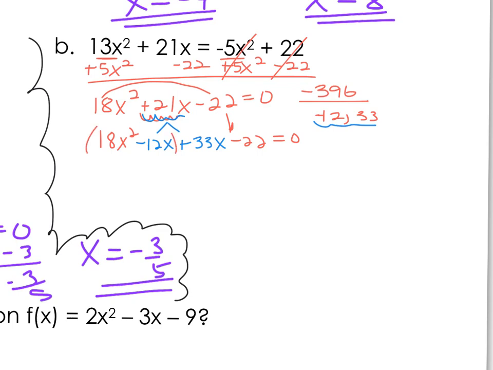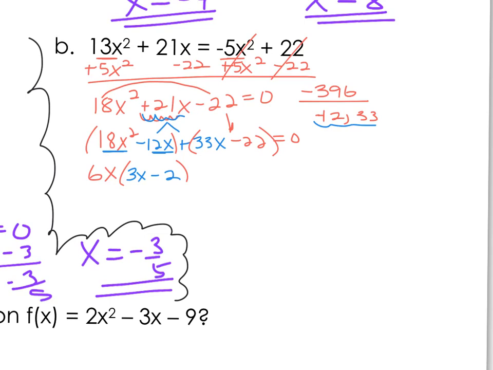Parentheses around the first two terms and the second two terms. 18 and 12, I know 6 goes into both of them. X squared and x, we can factor an x out. Now we have to see what's left over. If we have 18x squared, but we divide by 6x, we would have 3x left over. Minus 12x divided by 6x, 6 goes into 12 twice evenly.